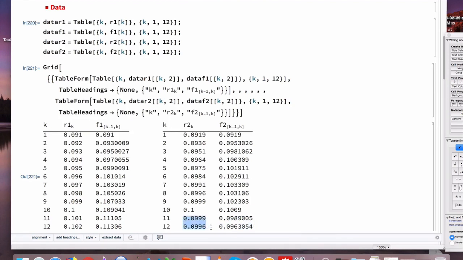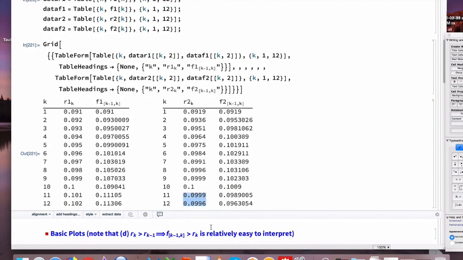Okay, if you want to pause the video and write these down, if you're taking this class with Broverman's book, the 7th edition, you could write these numbers down if you want.